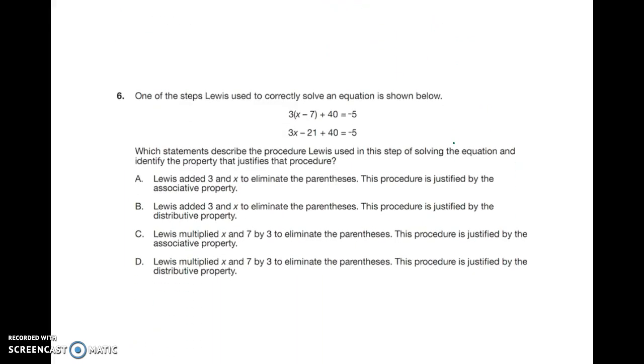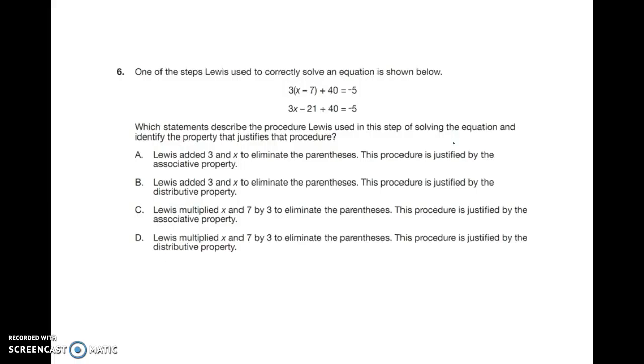For number 6, it says one of the steps Lewis used to correctly solve an equation is shown below. So what did he do? How did he get rid of those parentheses? Everybody should know this at this point. If we look, 3 times x gives us 3x, and 3 times negative 7 gives negative 21. Some of you guys know this as the rainbow. In other words, it's called the distributive property.